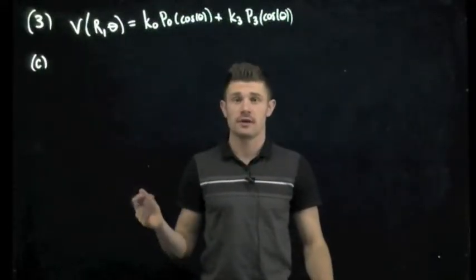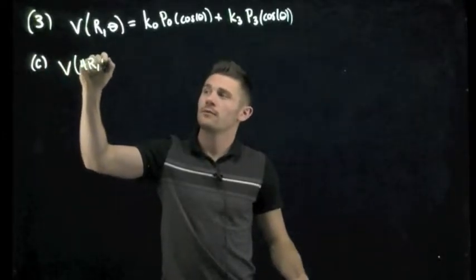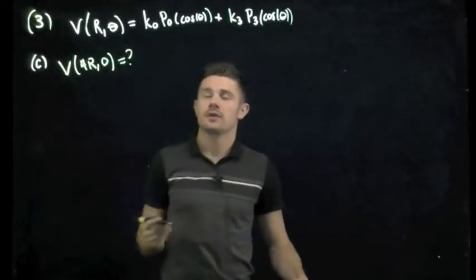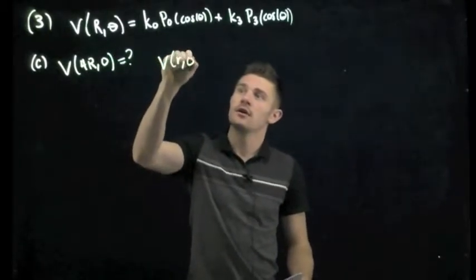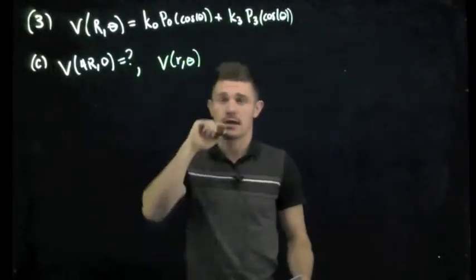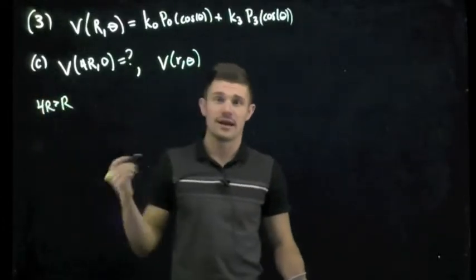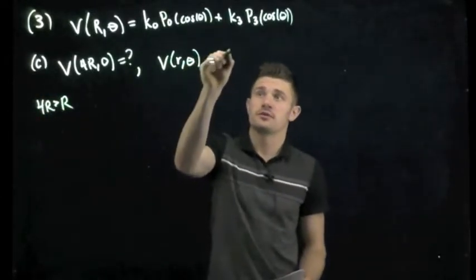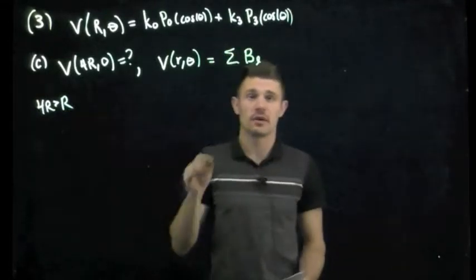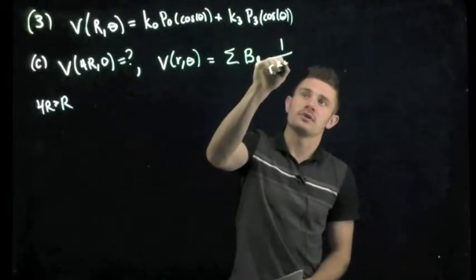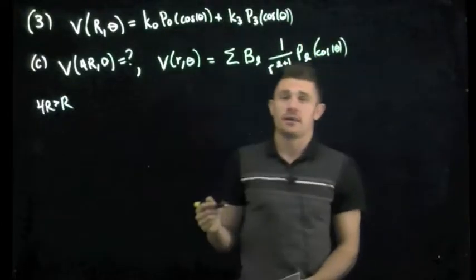Part C of question 3 asks us to find the potential at some position V is 4r and 0. So again, we have our general solution where we have V of little r and theta. And this position here now, because 4r is greater than r, we are going to be outside of the sphere, which means that our general solution to the potential in spherical coordinates becomes now our coefficients b sub l, 1 over r to the l plus 1, and again our Legendre polynomial pl of cosine of theta.